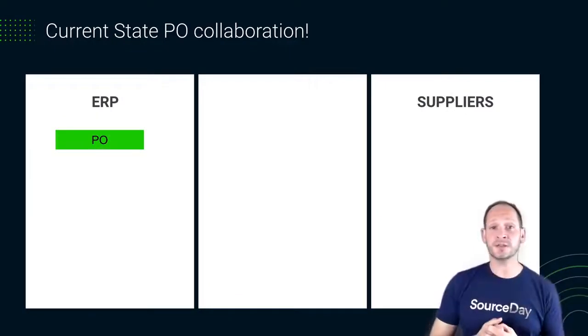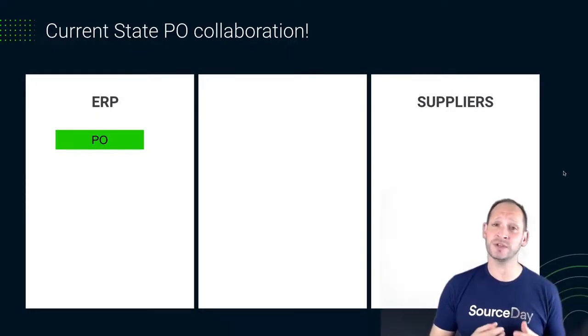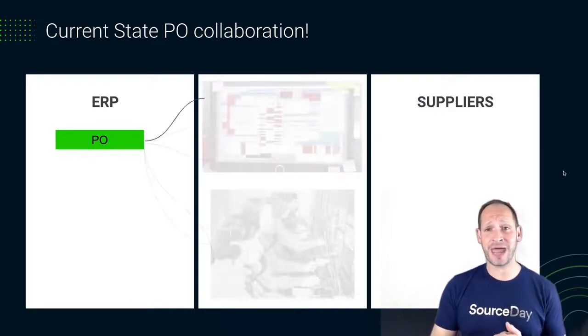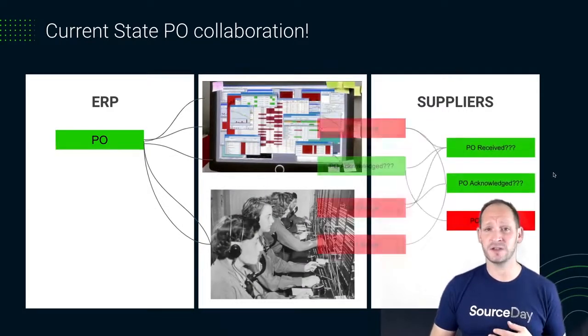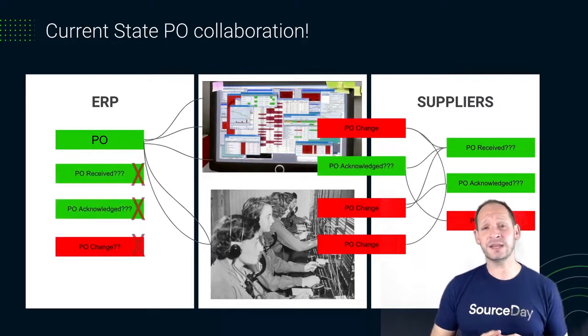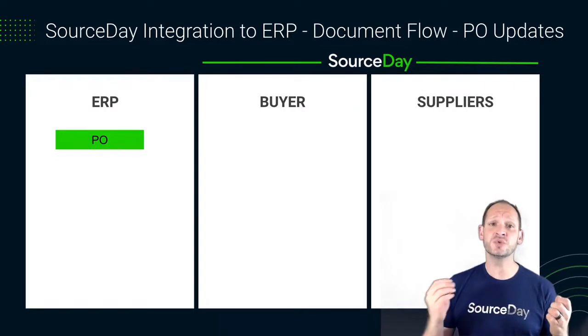When MRP runs or a PO is created manually, that demand is usually emailed or called into a supplier. The supplier has to provide some type of acknowledgement back, which is usually done the same way: email, spreadsheets, phone calls, or text. This is where the process of these orders get lost. SourceDay is going to eliminate that black hole by providing a digital channel from the ERP to the supplier.